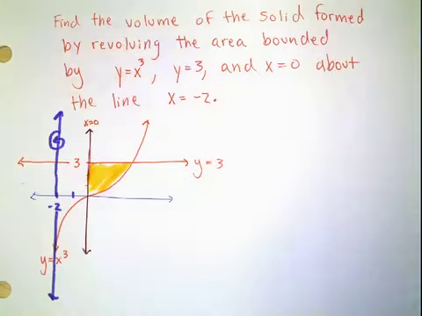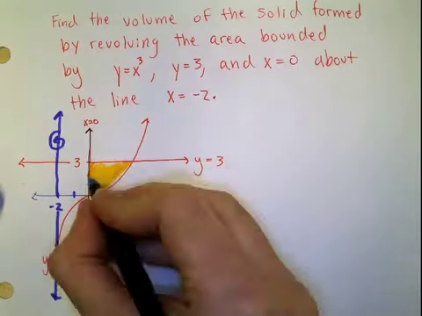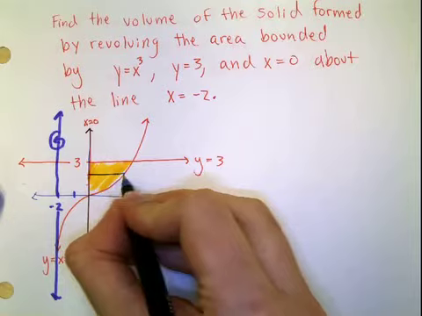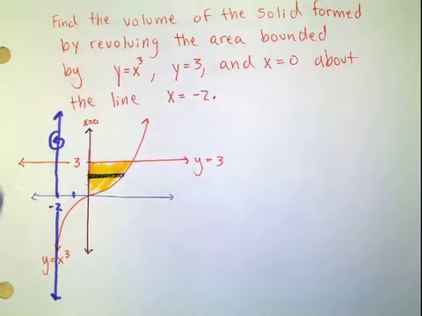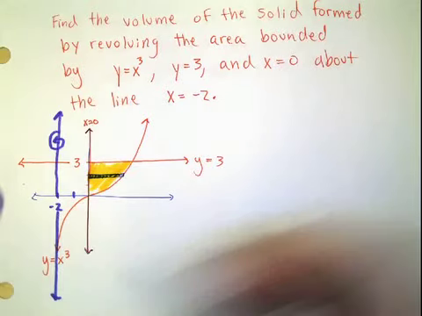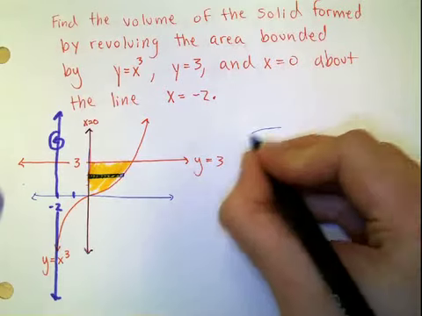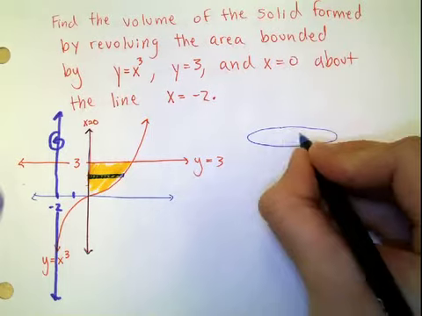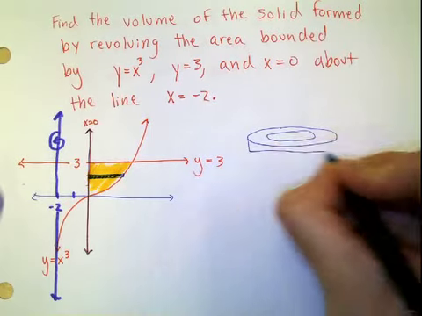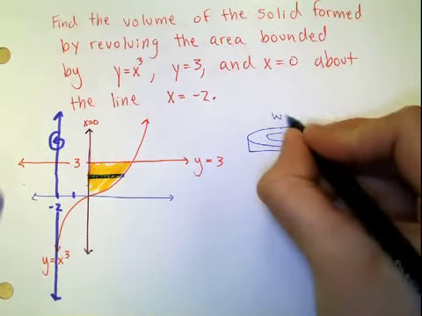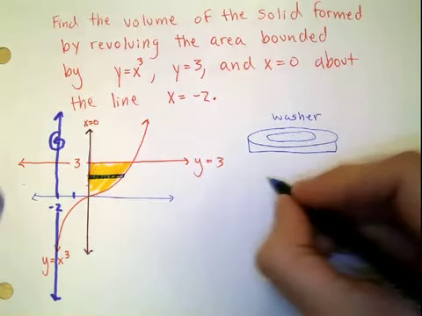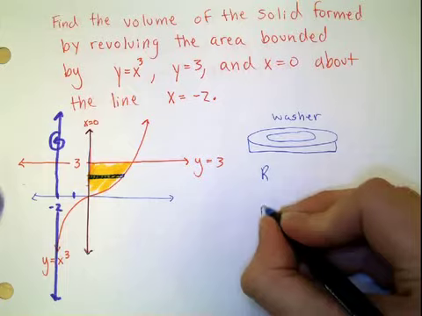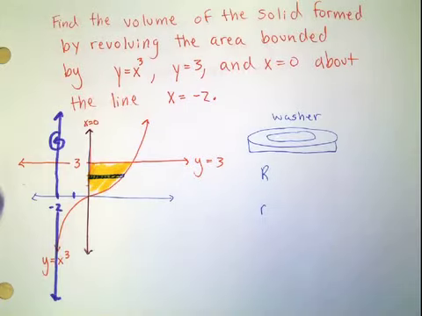So we got our setup, we're all ready to go. I can see it's a washer problem. If I'm spinning around that axis, it's like spinning around the y-axis almost, just moved over. So you can see that there's going to be this big gap in the center. So it's a washer problem, and I'm going to draw a picture of my washer. It's always a good thing to do. Here's the washer. It's going to have a big radius for the entire washer. We'll call it big R, and it's going to have a little radius as far as the little hole goes.